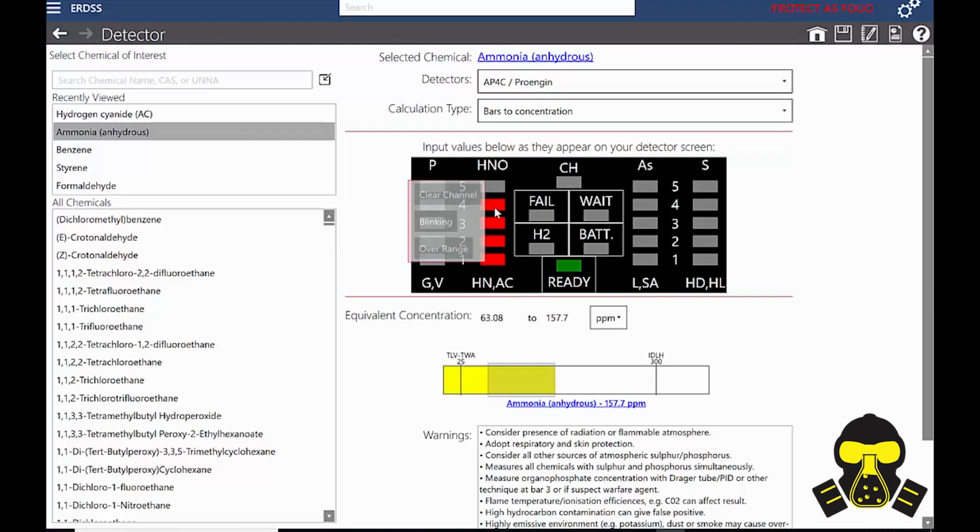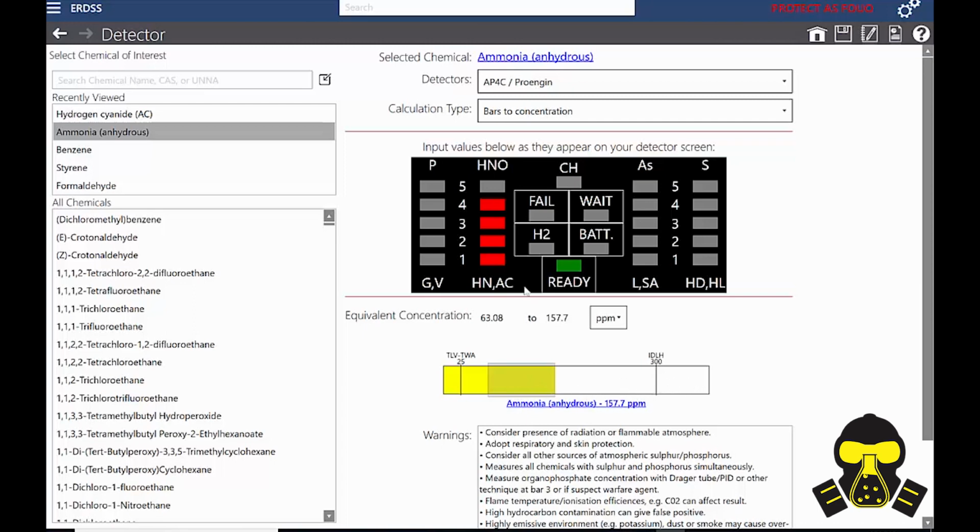So let's say my instrument is reading 4 bars. I just clicked on 4 bars, and then it came up down below and said, for 4 bars, that means we're between 63 and 158 parts per million. Now, that's pretty cool. It pulled up down below, you see this chart that's saying yellow? That chart will show up repeatedly. You'll see it being green when you don't need respiratory protection, yellow when you do, but it doesn't have to be SCBA, and then red when it goes above IDLH and you have to be in SCBA.